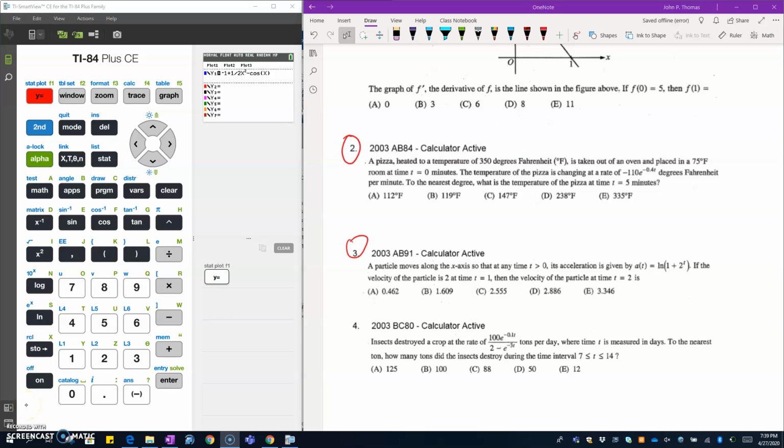All right, we're going to run through questions 2 and 3 from the integral as an accumulator of change multiple choice set. These were the most missed questions for the ones that have been turned in by 7:39 Monday night.